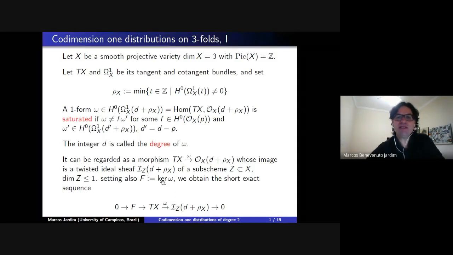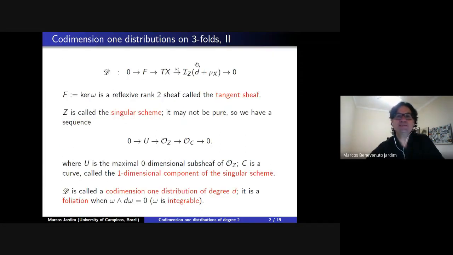If I call capital F the kernel of this omega, regarded as a morphism from the tangent bundle to the line bundle, I get a short exact sequence like this. And this short exact sequence is what I call a codimension 1 distribution on X of degree d. This kernel sheaf, the capital F, is a reflexive rank 2 sheaf. This is called the tangent sheaf of the distribution D. And the scheme Z is called the singular scheme.